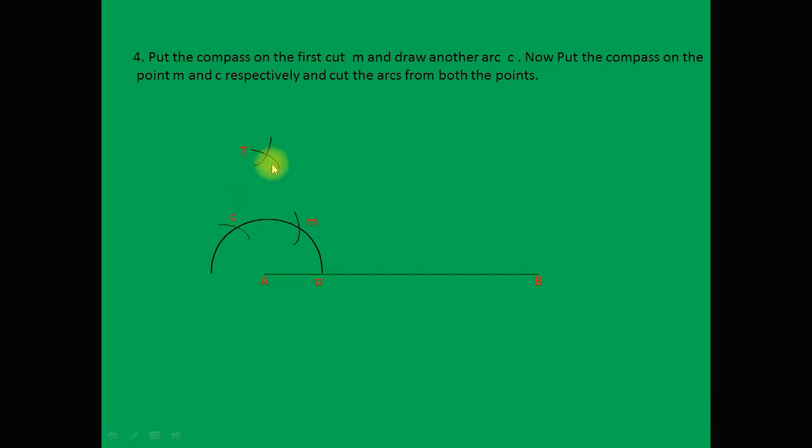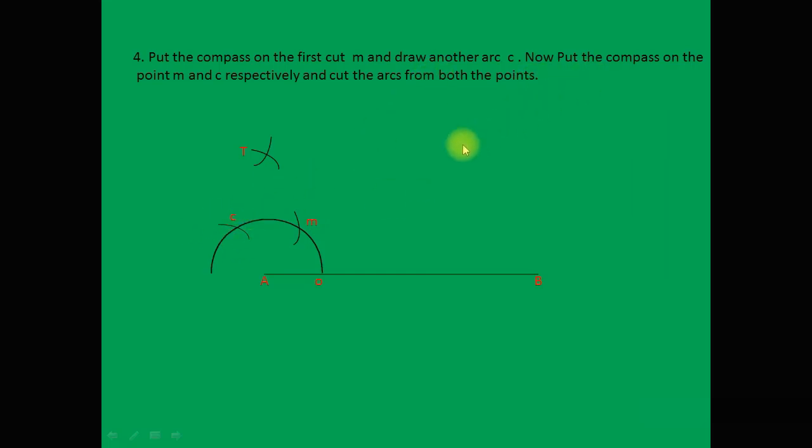Now put the compass at this point M and draw an arc, and then put the compass at point C and draw another arc. So dear students, for the 90 degree angle, note that first of all put the compass at this point A about some radius and draw this arc. Then don't disturb the compass, don't change the radius, and put the compass at this point O and draw this arc, and then put the compass at this point and draw another arc. So I want to tell you again, put the compass on this first arc M and draw another arc C.